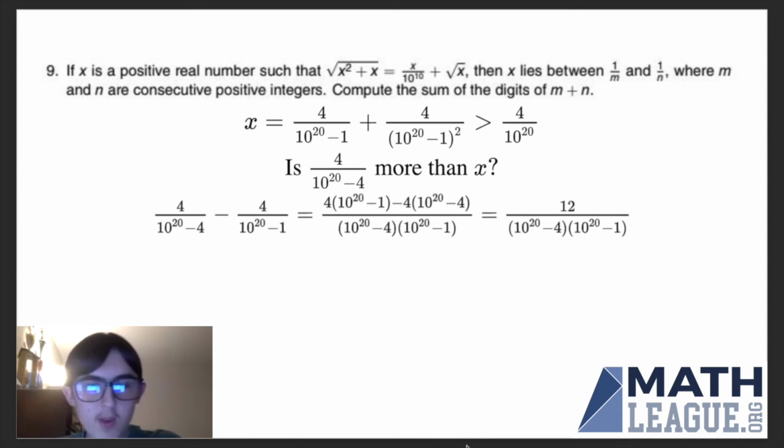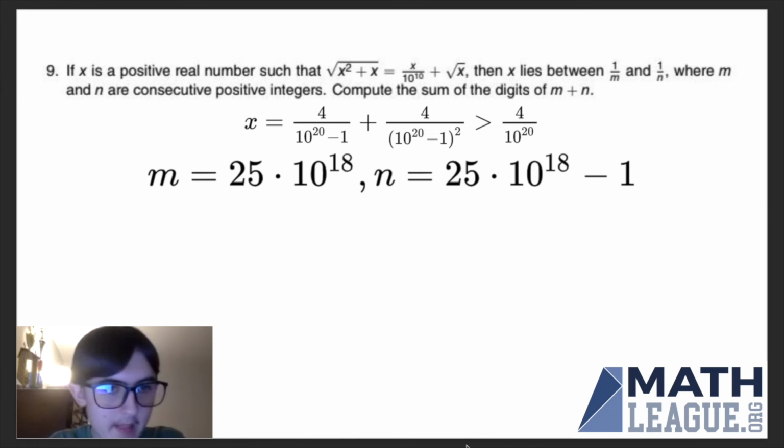The difference between these fractions, after we give them the same denominator, 10 to the 20th minus 4 times 10 to the 20th minus 1, is 12 divided by the product of these two numbers. And this is definitely more than 4 over 10 to the 20th minus 1 squared. Because 10 to the 20th minus 4 is smaller than 10 to the 20th minus 1, and 12 is more than 4.